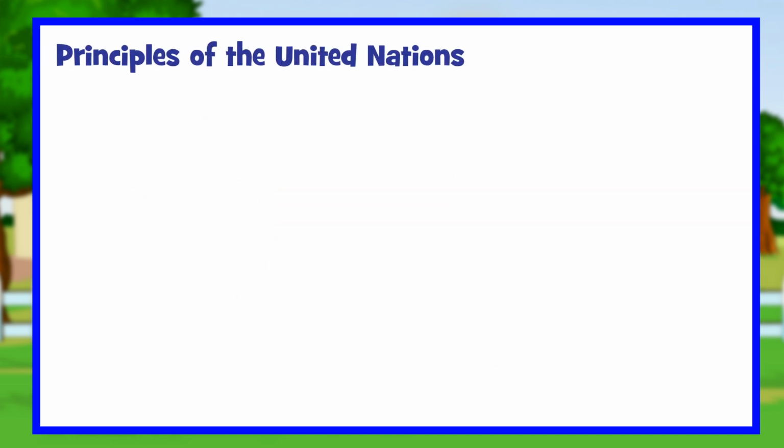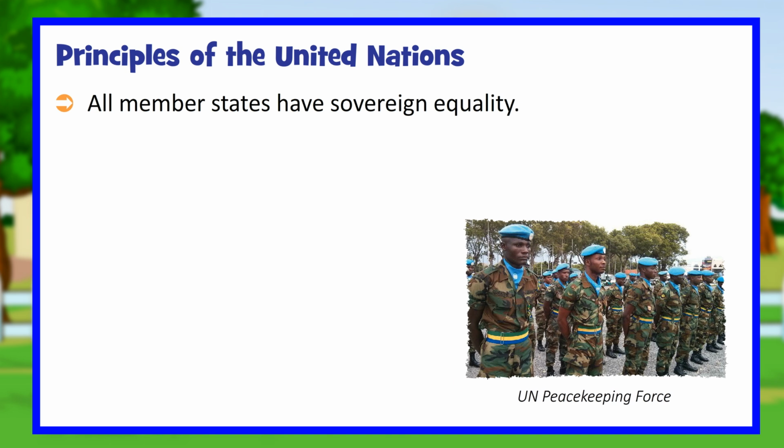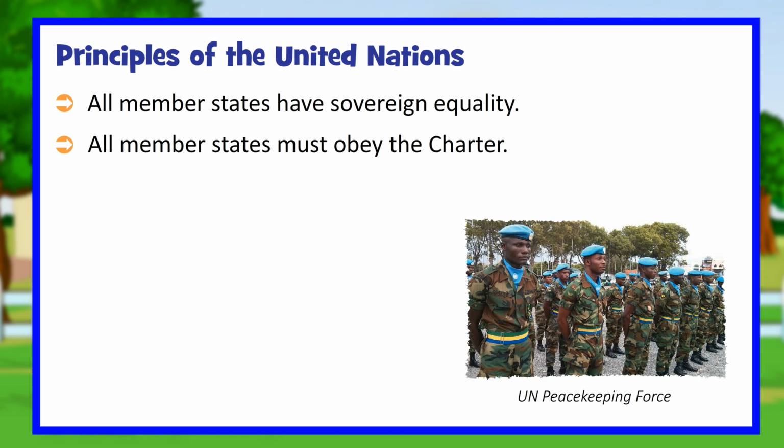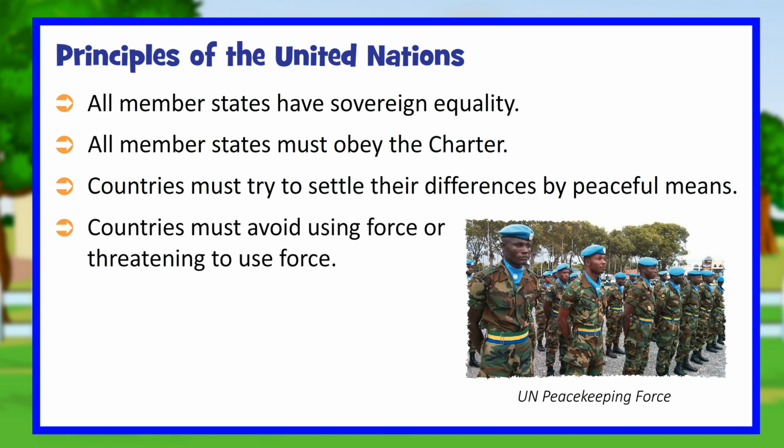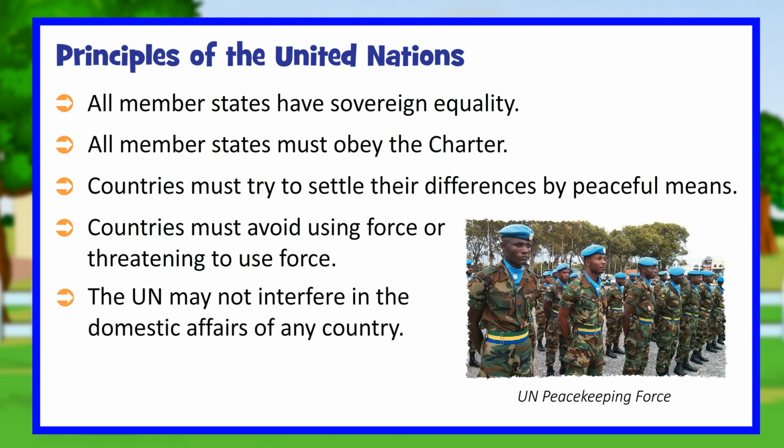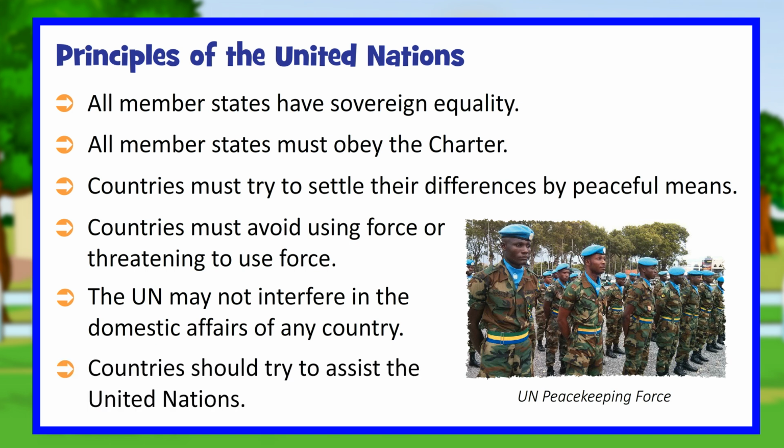Principles of the United Nations. All member states have sovereign equality. All member states must obey the Charter. Countries must try to settle their differences by peaceful means. Countries must avoid using force or threatening to use force. The UN may not interfere in the domestic affairs of any country. Countries should try to assist the United Nations.